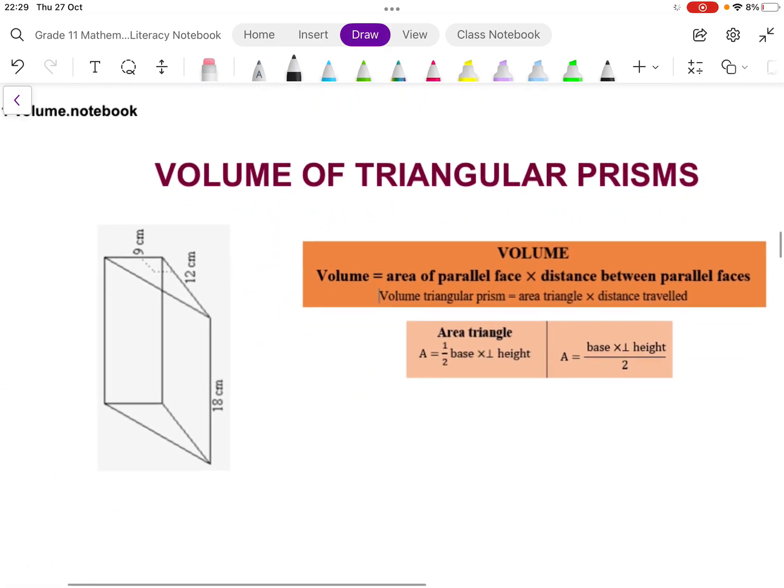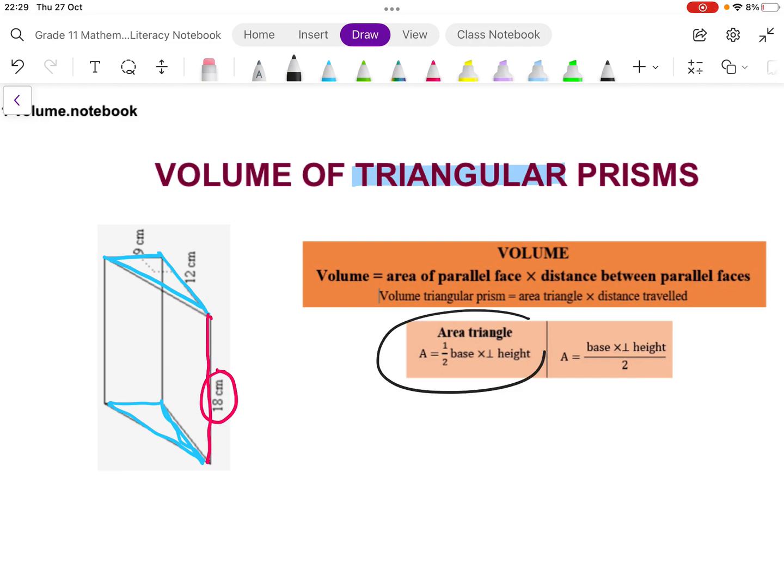The next one is the volume of a triangular prism. Triangular prism, why do we have that? Because the parallel faces are triangles. So these two triangles are the parallel faces, and that's where it gets its triangular prism name from. The distance traveled, so the distance between these two triangles, is 18 centimeters. Right, the area of a triangle, I'm going to use that. So the area of the face times the distance between, or the distance traveled.